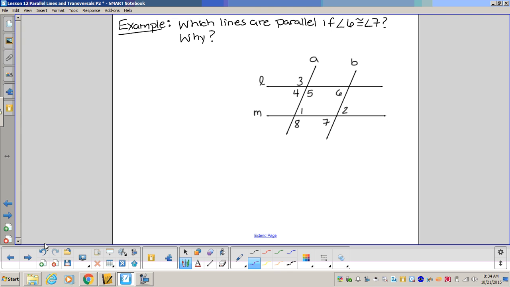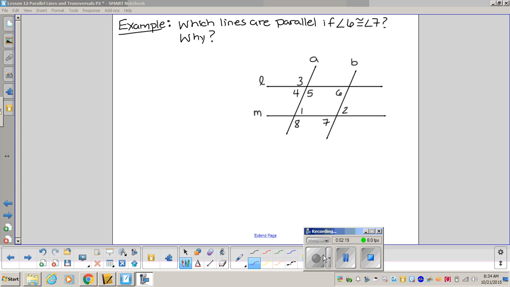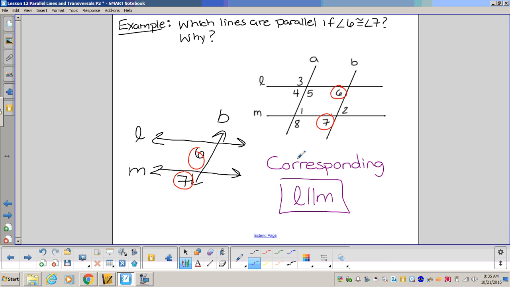So go ahead and pause, and you let me know which lines are parallel if angles 6 and 7 are congruent. So again, I eliminated the distractions. 6 and 7 are formed by lines L, M, and B, so I just drew those. I can see again that they're corresponding angles. When corresponding angles are congruent, we have parallel lines. So B is the transversal. That means that L and M are parallel.